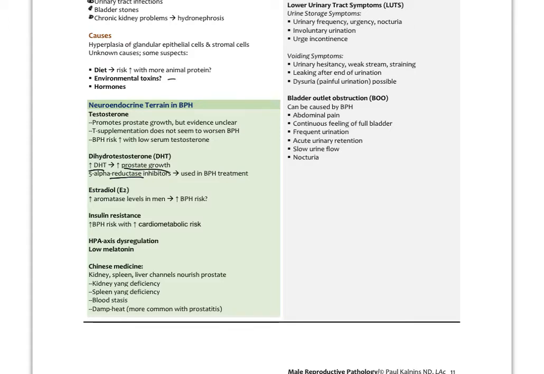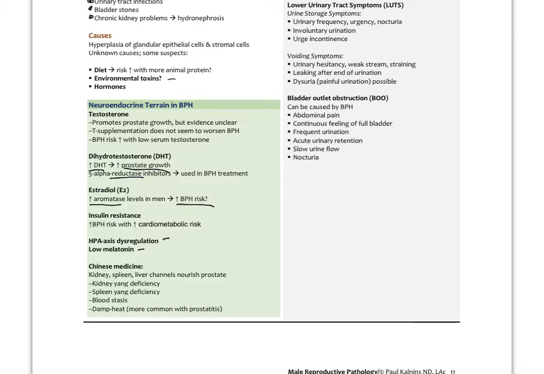One emerging hypothesis is that it's the level of estradiol that goes up in older men. And that's because of increased aromatase levels. And as they go up, we see an increase in BPH risk. So I put a question mark there because it's still a hypothesis, but there is a pretty broad discussion about that in the literature. There's other factors, HPA axis dysregulation with high cortisol, as well as low melatonin, could all be factors.